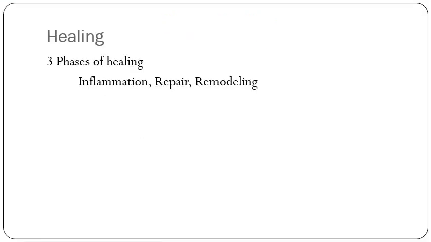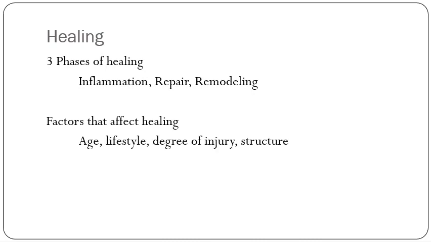With healing, besides the three phases, there are various factors that can affect healing as well. When we look at the three phases and the different factors that can affect them, these are some things that come out. You have the age of the individual and the lifestyle, so sleep, nutrition, things of that nature. The degree of injury is obviously going to be one of the bigger things. If you have a complete tear of a soft tissue structure, the time frames are going to be a little bit longer than if there was just a stretch or slight partial tear.